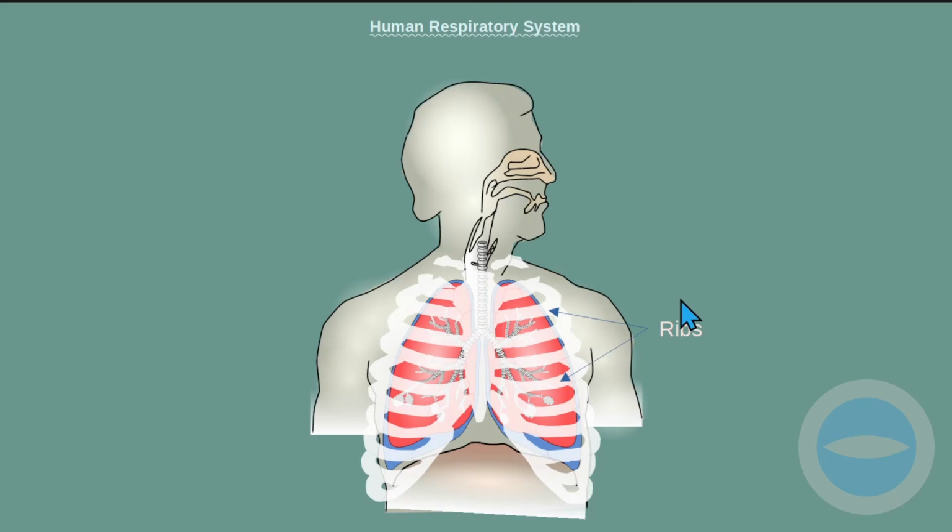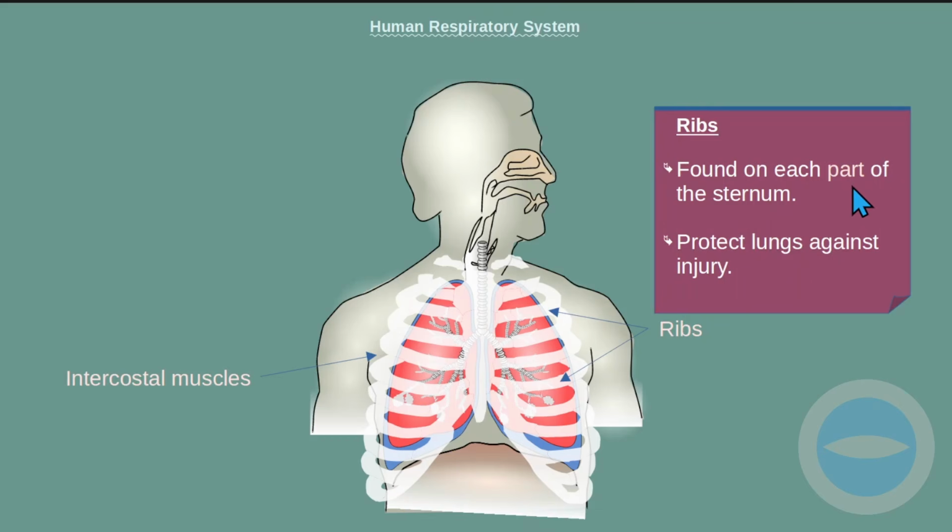And then the ribs are found on each part of the sternum. So when we talk about the sternum, we talk about this bone in the middle. But the ribs are these bones that are moving backwards. So they're found on each part of the sternum, and their job is to protect the lungs against injury. If you can see, these ribs are like burglar proof. They are constructed the way burglar bars are put on a window. So they are used for protection.